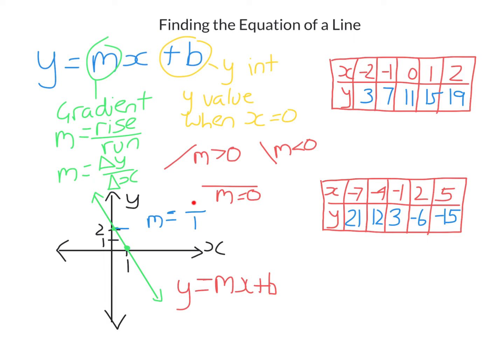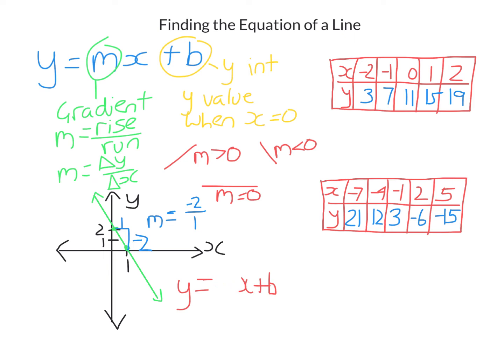What goes on top of the fraction is the rise, how far you go up or down. So to go from this point to this point, we go 1 to the right, but we actually go 2 down. So the rise is -2. It's negative because we went down instead of up. So rise is -2, that goes on top here. The gradient of this green line, rise over run, is -2 over 1, which is just -2.